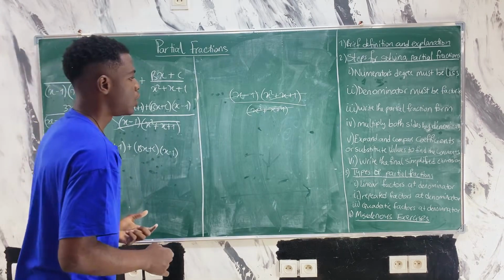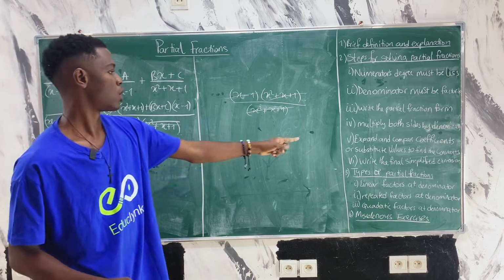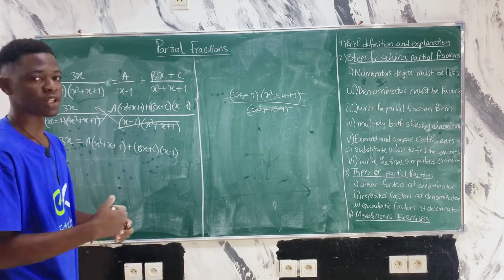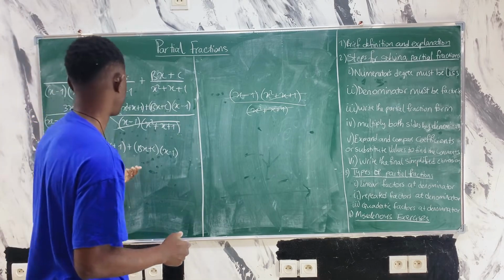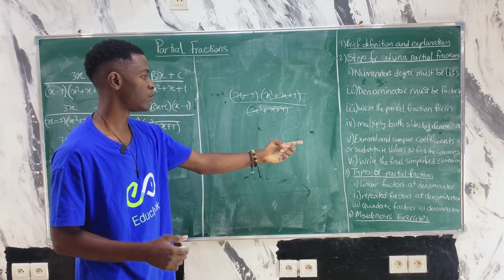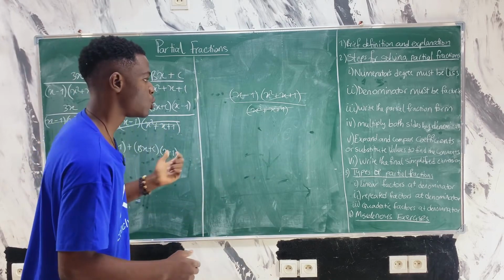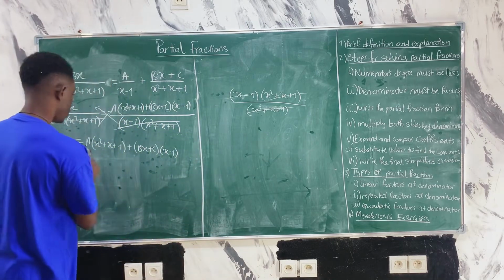So we have this. For this time, I really want to expand and compare. It is beneficial to me because I've not done it for a while. People also have to know how to do all of the methods. So I'll do the expand and compare coefficients method. That's the method that we used here. So what I'll do here is I will just open the bracket.